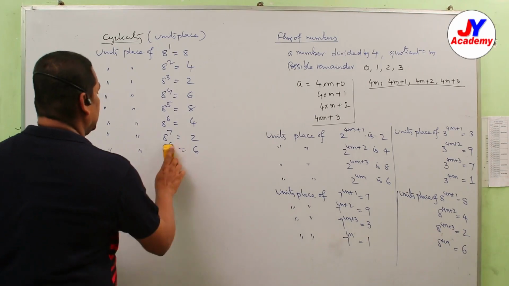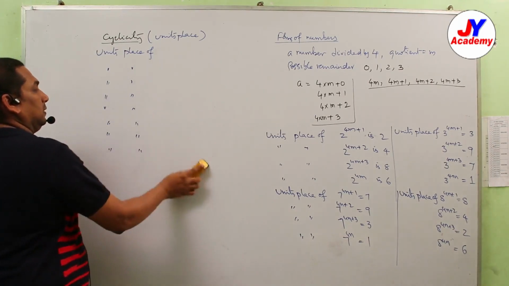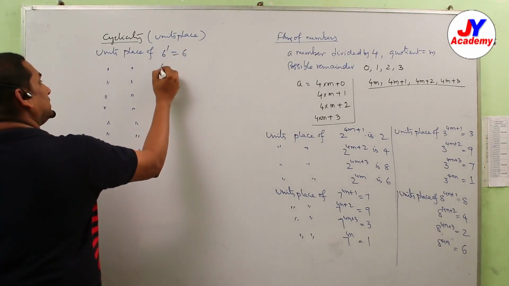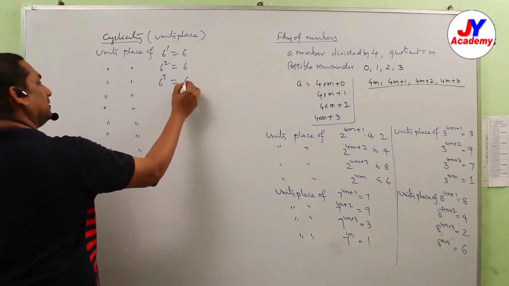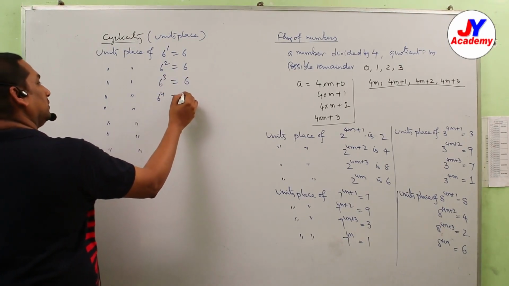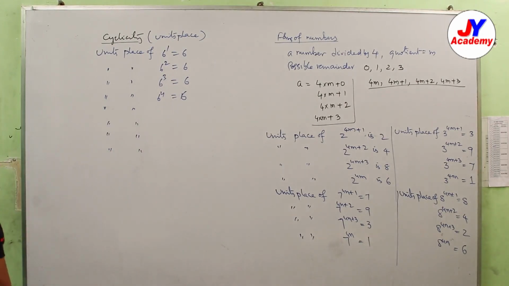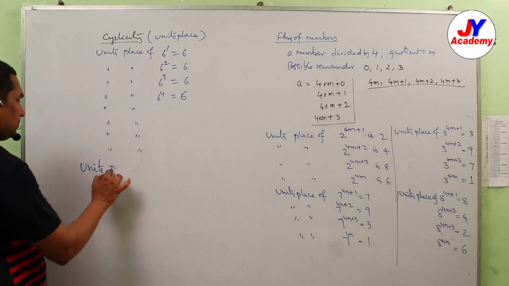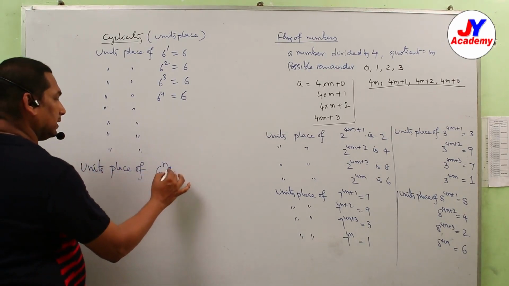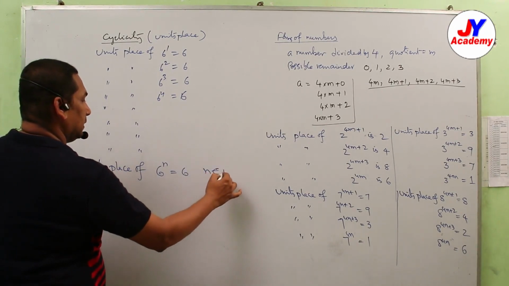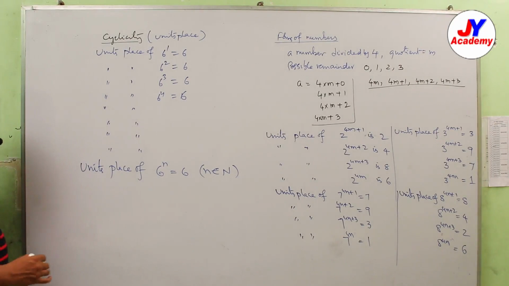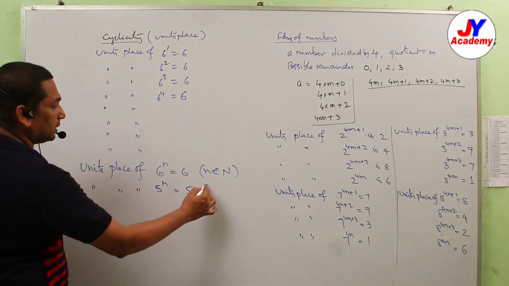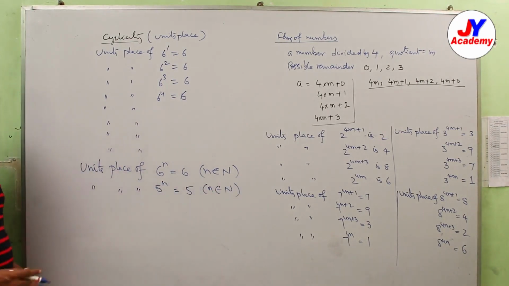Now if you see the units place of 6: 6 power 1 is 6, 6 power 2 is 36, 6 power 3 is 216, 6 power 4 is 1296. So what do you observe here? Units place of 6 power n is equal to 6, where n is any natural number. In the same way, the units place of 5 power n is 5, which is also true for any natural number.